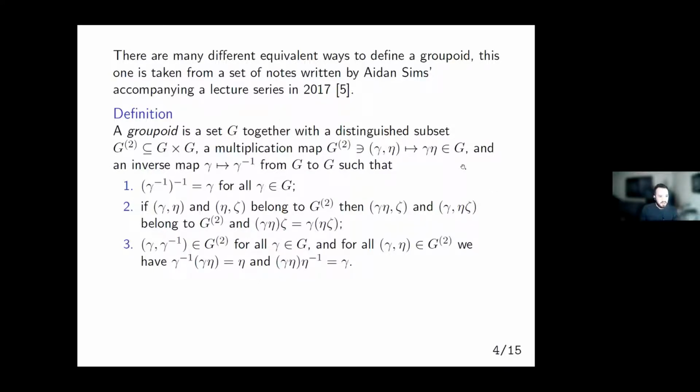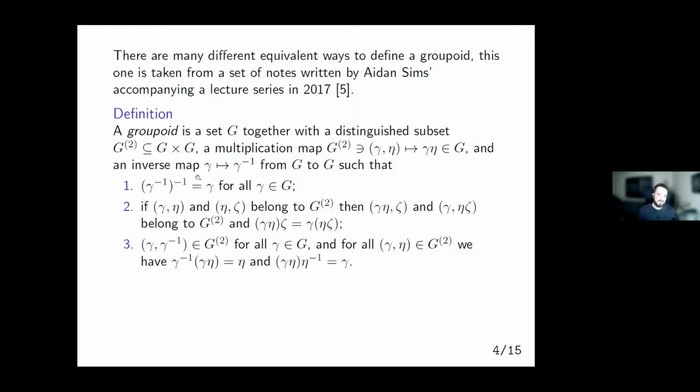So, a groupoid is a set G together with a distinguished subset of the product G × G, which we call G2. This subset is going to be our composable pairs. These are the elements that we can actually multiply. And then you say, okay, what's multiplication? It's a map from these composable pairs back into G, where I take a pair gamma and eta, and I multiply them to get gamma eta.